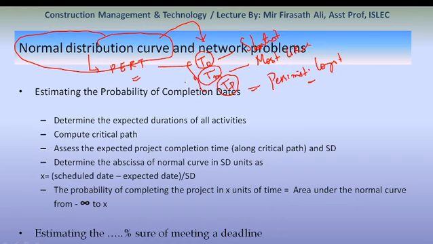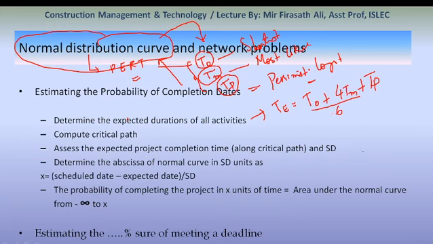These 3 times together can be called normal. When we plot these times against any variable, we get this normal distribution curve. So for estimating the probability of completion of the dates, the first use of this normal distribution curve is to determine the expected duration of all activities. How to determine expected duration? What is the formula for expected time? Te is equal to T naught plus 4 Tm plus Tp, whole divided by 6. This is the expected duration formula.